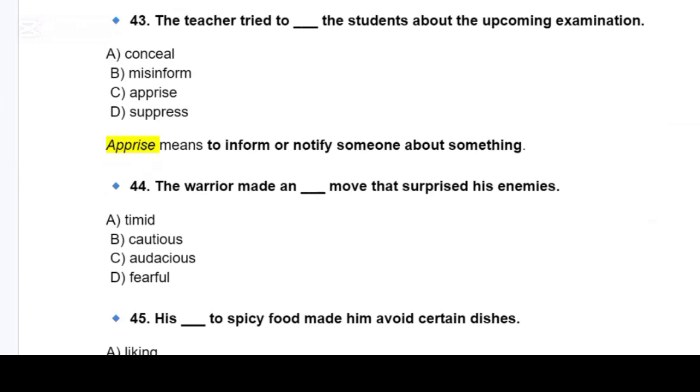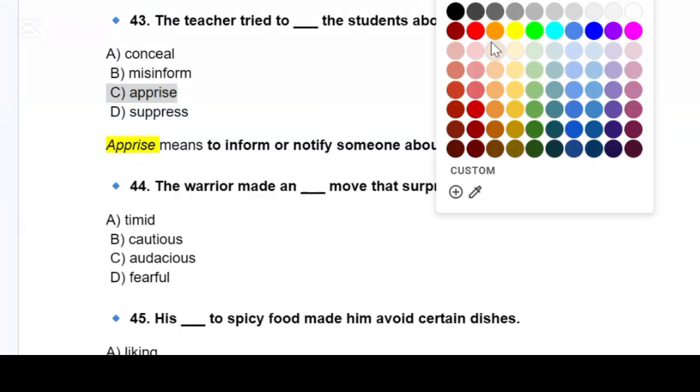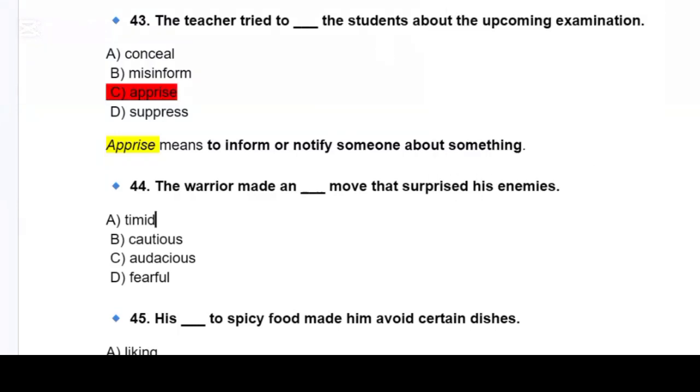The teacher tried to dash the students about the upcoming exams. The teacher tried to conceal about the upcoming exam, misinform, apprise, or suppress. So apprise here is the correct option. Apprise means to inform someone about something or notify.